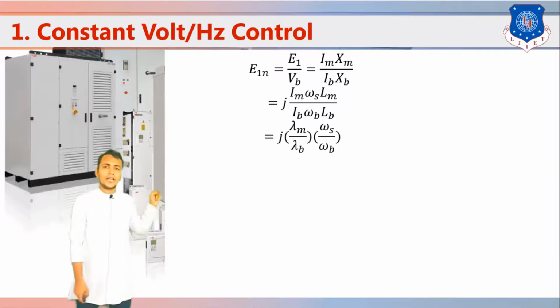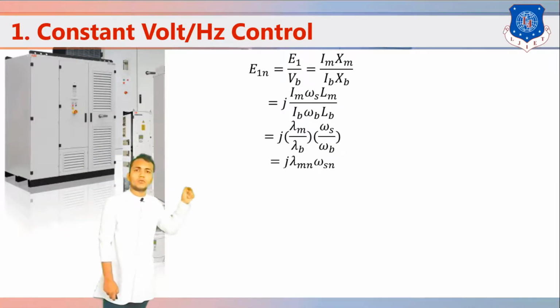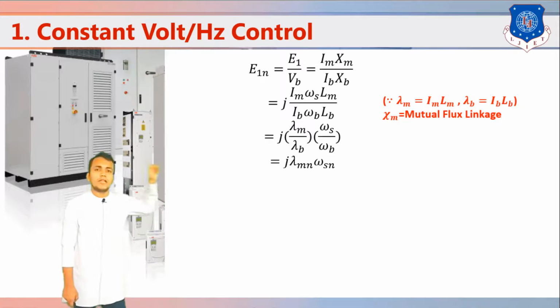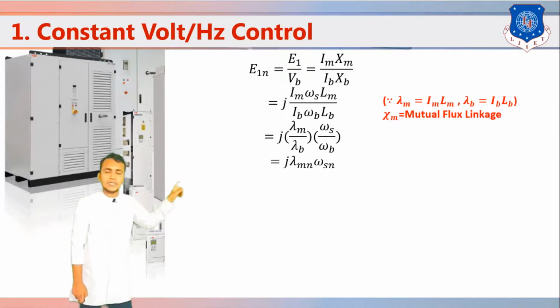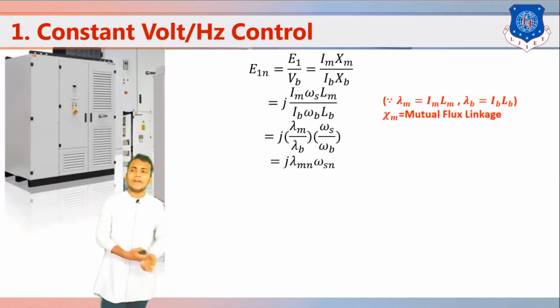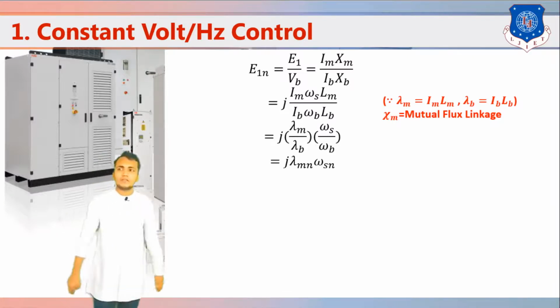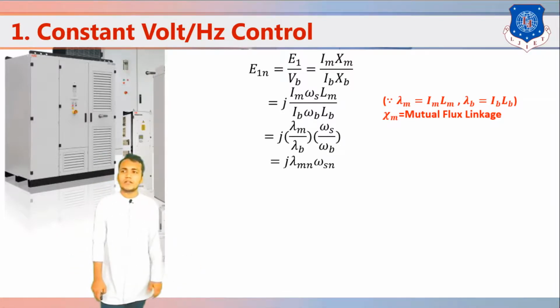And here we can write it as J into lambda M divided by lambda B into omega S divided by omega B. And here it can be written in normalized form like J is equal to lambda Mn omega Sn, where lambda M is equal to Im into Lm, and lambda B is equal to Ib into Lb, where the Xm is the mutual flux linkage. Okay, so that's why we can use this equation.